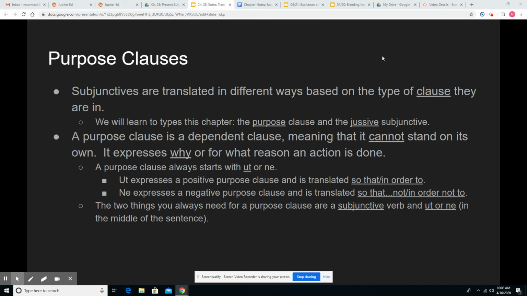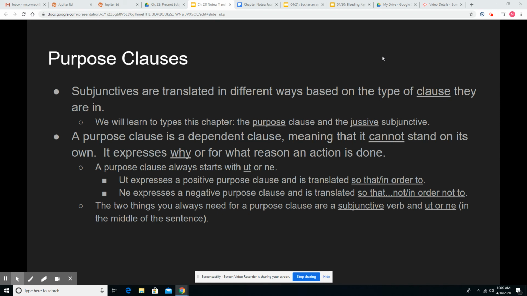On the flip side, ne expresses a negative purpose clause, meaning something that they don't want to happen in doing this action, and is translated so that not or in order not to. So we see that our purpose clauses are pretty much going to be translated the same two ways no matter what.